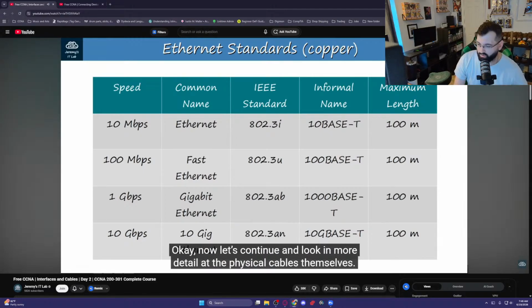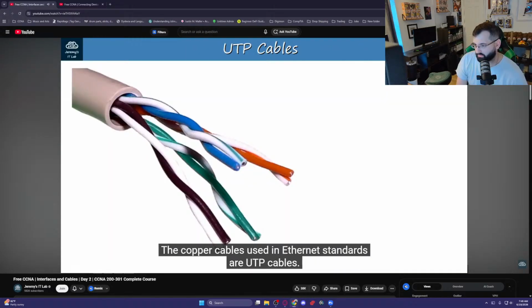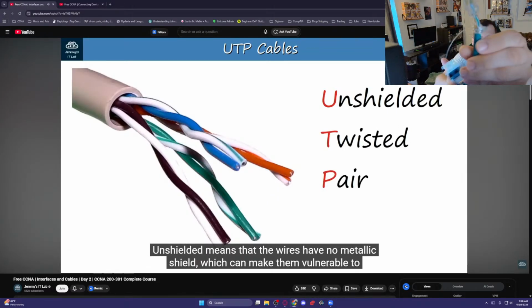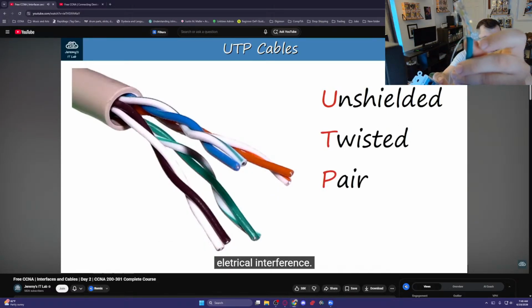Okay, now let's continue and look in more detail at the physical cables themselves. The copper cables used in Ethernet standards are UTP cables. Yep. UTP stands for unshielded twisted pair. Unshielded means that the wires have no metallic shield, which can make them vulnerable to electrical interference.